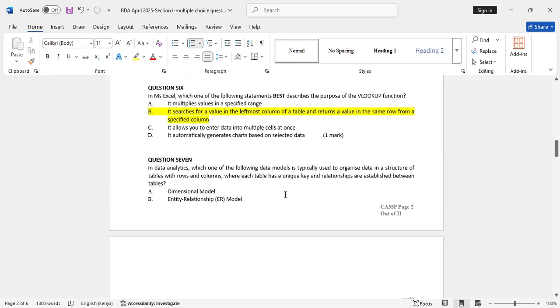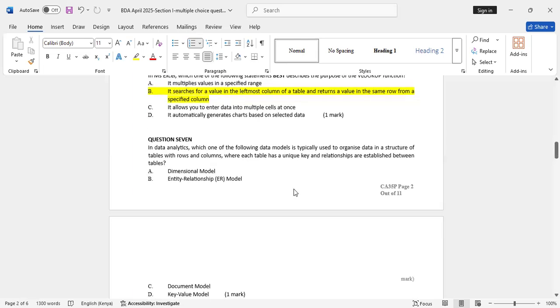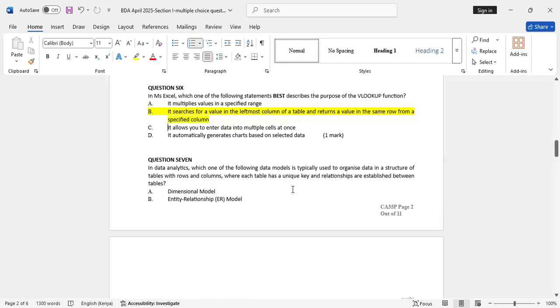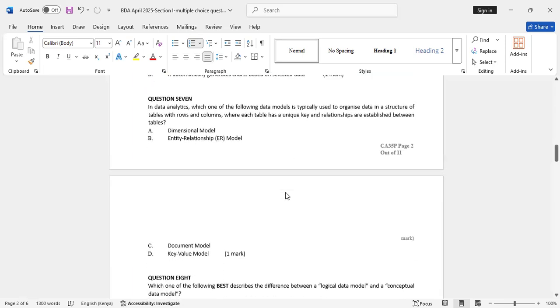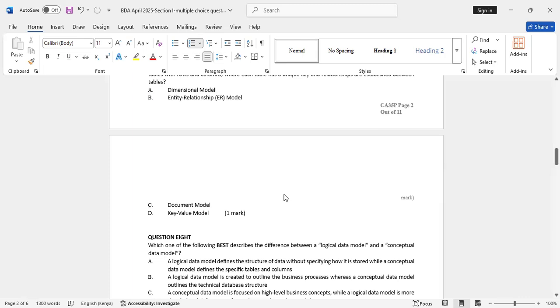Question 7. In data analytics, which one of the following data models is typically used to organize data in a structure of tables with rows and columns, where each table has a unique key and relationships are established between tables? Yeah, so here they are testing your knowledge on the data models. A, dimensional model. B, entity relationship model, the ER model. C, document model. D, key value model.